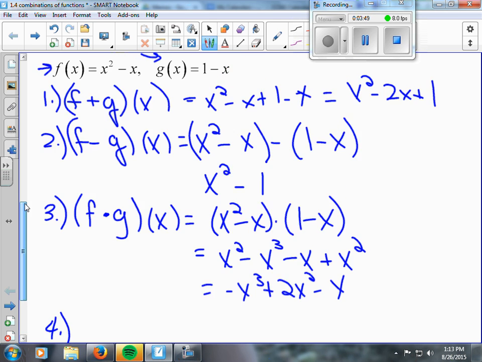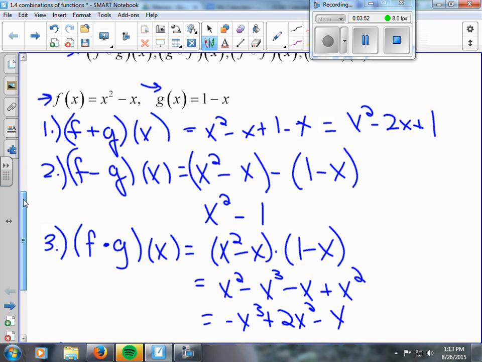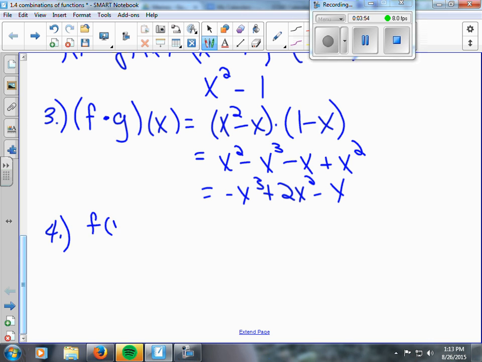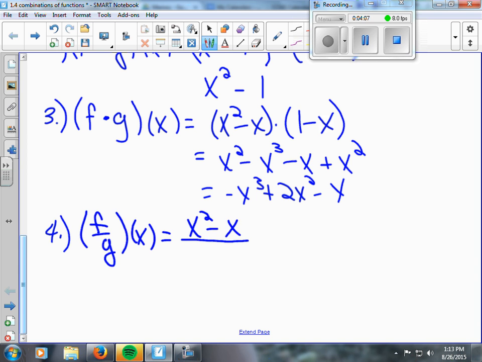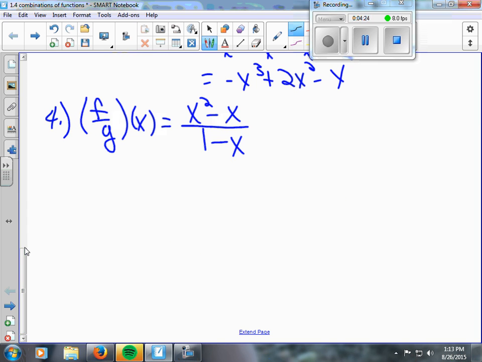And then the last one, I asked you to find f divided by g. So f of x divided by g of x. Let me write it the way the book would write it. They would write this as the function f divided by g of x. So that is going to be x squared minus x divided by 1 minus x. I'm going to show you how this simplifies. Some of us get a little bit too happy with canceling, and we cancel things we shouldn't cancel. Right now, you may not cancel a thing, and that's because you don't have anybody multiplied in there to cancel. You only have subtraction happening.